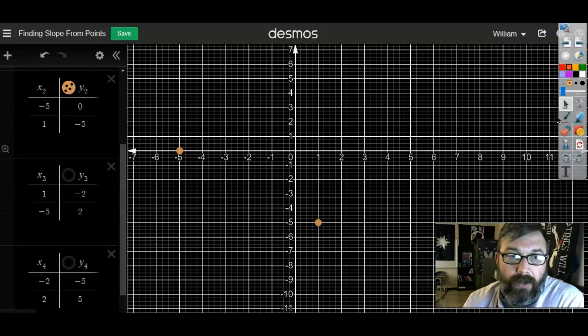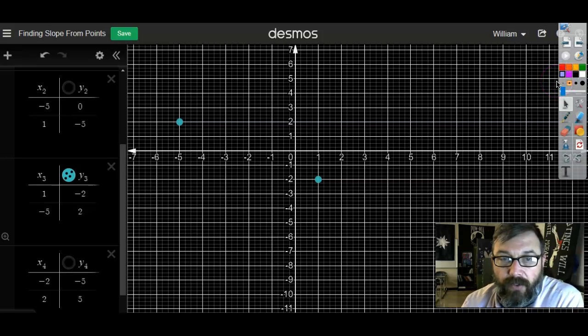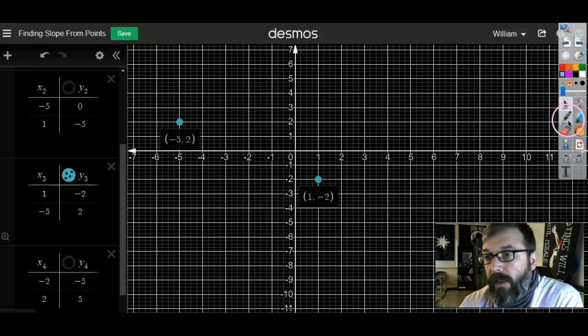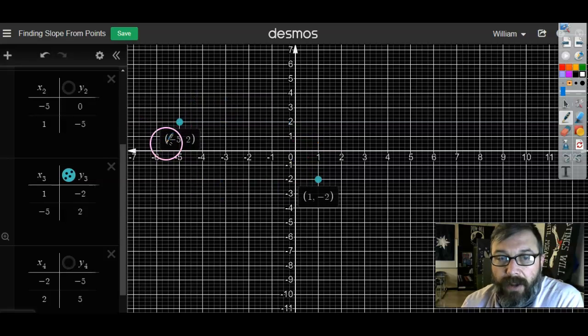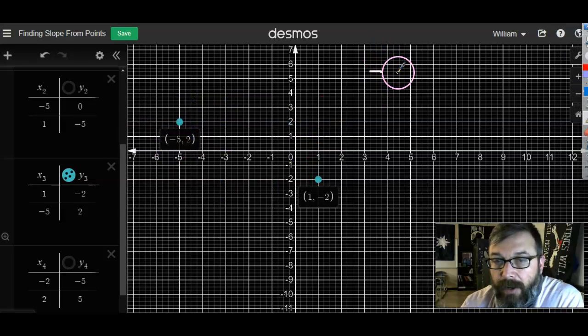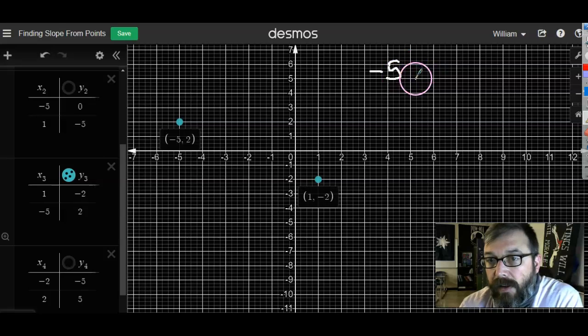We're going to get rid of these points, and let's pull up these points. And let's check. Let's see if we've got this figured out. So I'm going to look at this first point and that point. My first point is -5, comma, 2. My second point is 1, comma, -2.